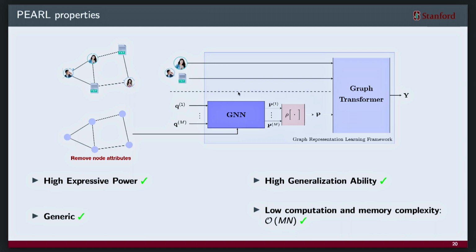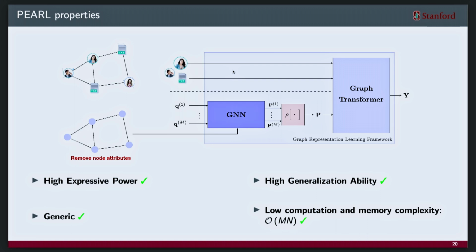So to recap, this is the high-level picture of our proposed PEARL architecture, and it has some very interesting properties. As I said, it has high expressive power. It can compute cycles and cliques that are super important both for molecular graphs and social networks and other types of graphs. It is equivariant, which means it can generalize across new graphs. And it is generic, so it's not tailored to a specific domain.